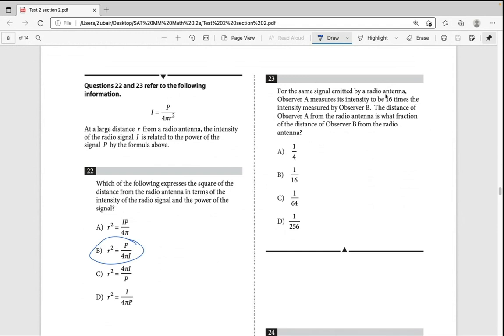For the same signal emitted by the radio antenna, observer A measures its intensity to be 16 times the intensity measured by B. So A must be closer. The distance of the observer from A to the radio is, so this is 1:16 and that is a squared relation. So we take a square root and it should be 1:4.